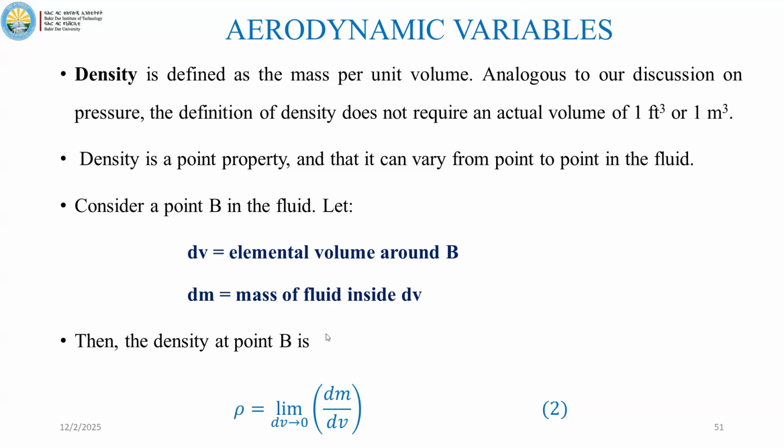The density relevant to this discussion is the one which does not require an actual volume. It is just mass over volume anyways. Considering a differential volume dV and a differential mass dm, the density at point B in the streamline is equal to the limit of dm over dV as the volume approaches zero. This is just the differential form of representation.